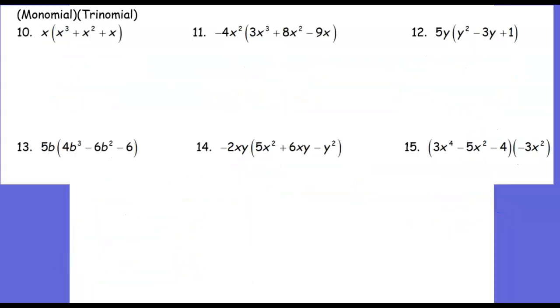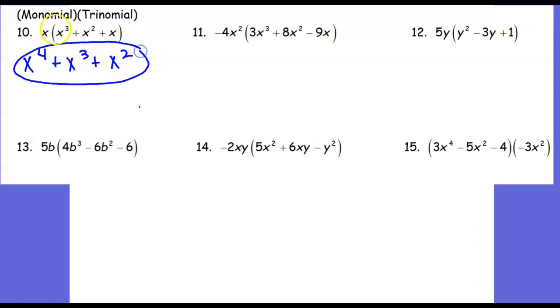Okay. Now we're going to take a monomial and we'll multiply by a trinomial, meaning 3 terms. And it works the same way. You just distribute. So when we did number 10, we would get x to the fourth plus x to the third plus x squared. Okay, all we're doing is distributing. Okay, number 11, we get -12x to the fifth minus 32x to the fourth plus 36x to the third.